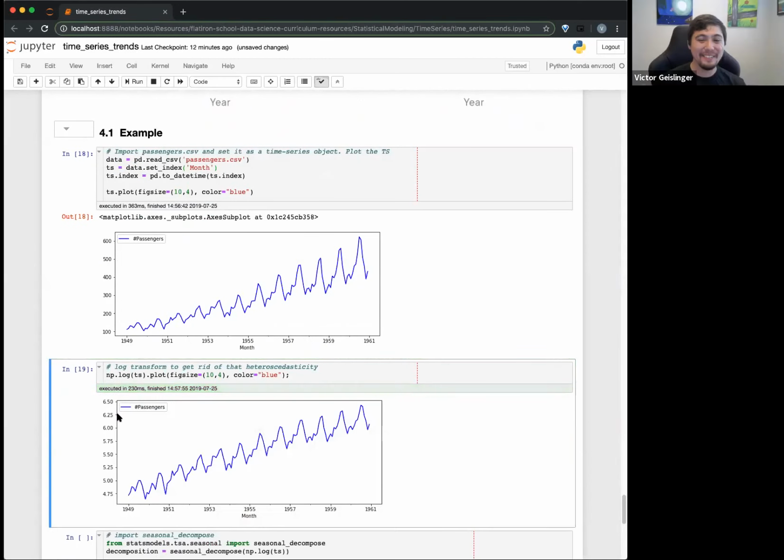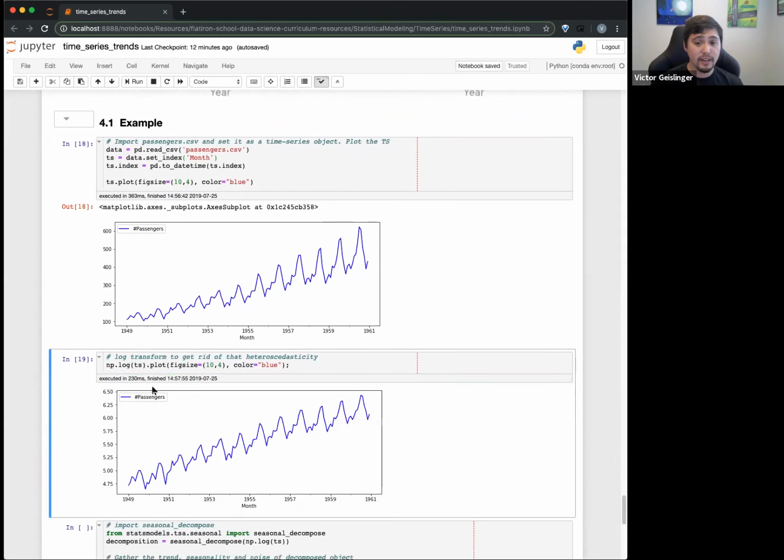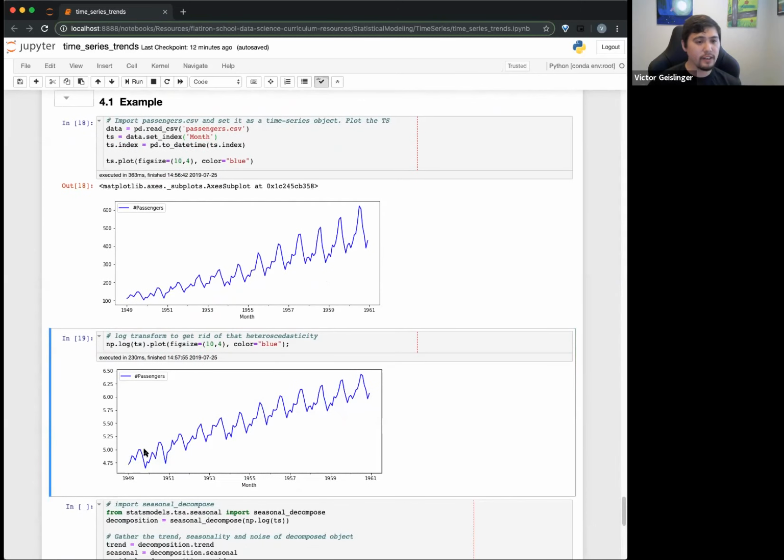All right. So now if you look at this, we can do a log transformation, and we can see the heteroscedasticity going down a little bit. We can see that our swings are about the same now. It was about linear before, but we can see that it's still pretty linear.